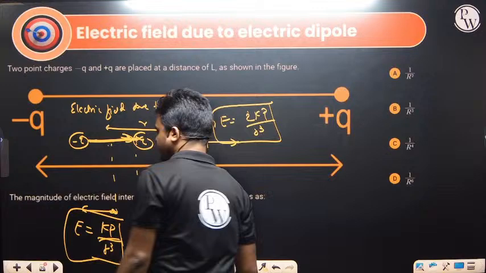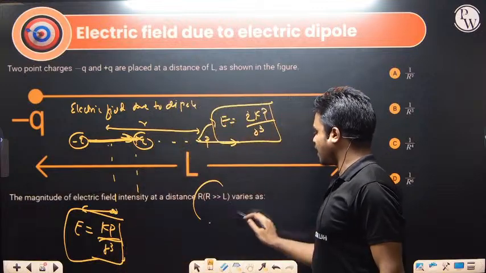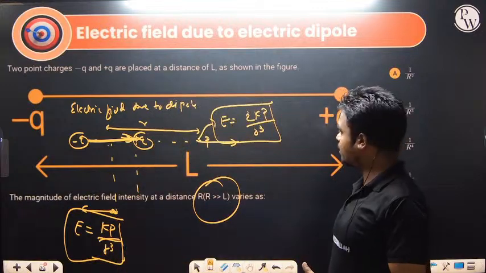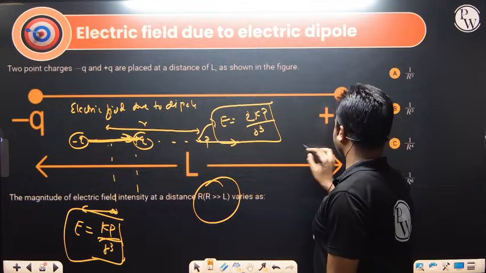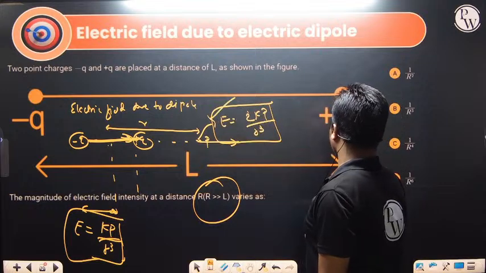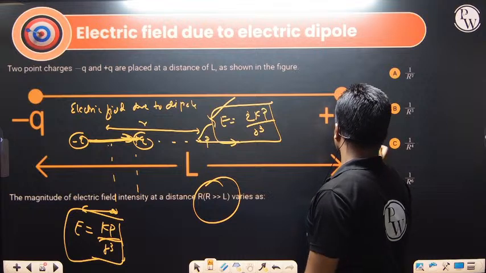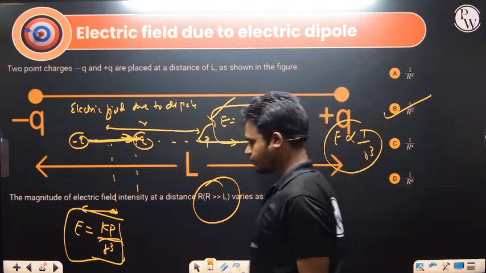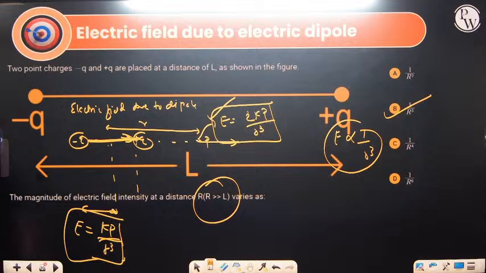The same question is asking about the magnitude of the electric field intensity at a distance r very much larger than L. What is L? The length of the dipole. So the electric field is proportional to what? r cube. The answer will be option B.